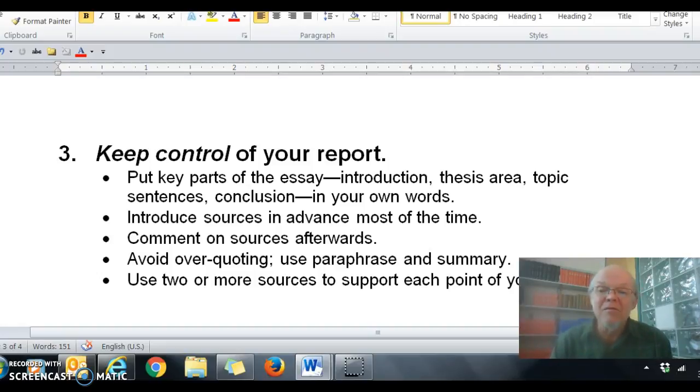Paraphrase and summarize some of the larger passages, all right? And then finally, keeping control of your report. Very important point we'll soon see illustrated. In any section of your report, gather two or three sources from different places to support each point of your essay. So you're the person inviting multiple voices into your essay instead of just turning it over to the Occupational Outlook Handbook or something. Use two or more sources to support each point of your essay.